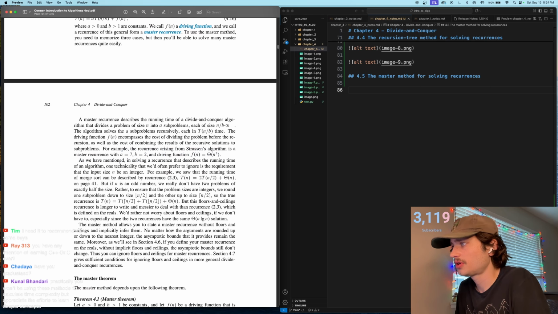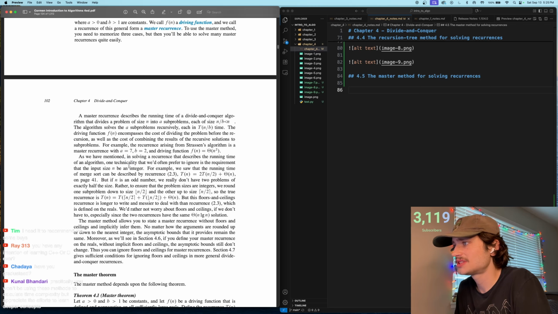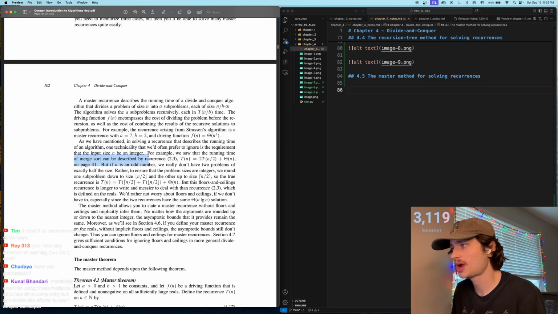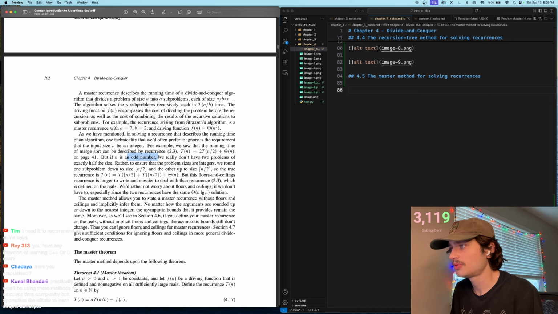As we have mentioned in solving recurrences that describe the running time of an algorithm, one technicality that we'd often prefer to ignore is the requirement that the input size n be an integer. For example, we saw that the running time of merge sort can be described by recurrence 2.3, T of n equals 2T of n over 2 plus theta of n, on page 41. But if n is an odd number, we really don't have 2 problems of exactly half the size. Rather, to ensure that the problem sizes are integers, we round one subproblem down to the floor of n over 2 and the other up to the ceiling of n over 2. So the true recurrence is T of n equals T of the ceiling of n over 2 plus T of the floor of n over 2 plus theta of n.